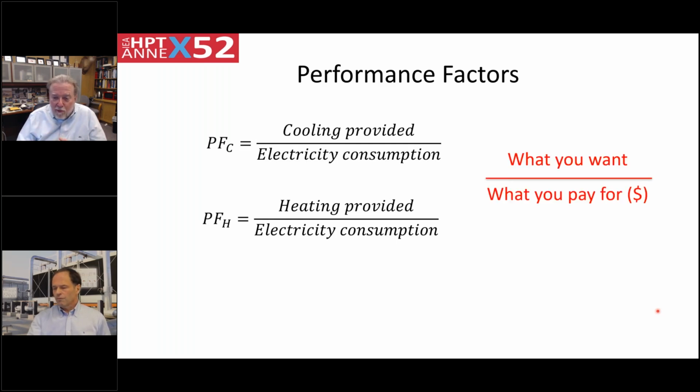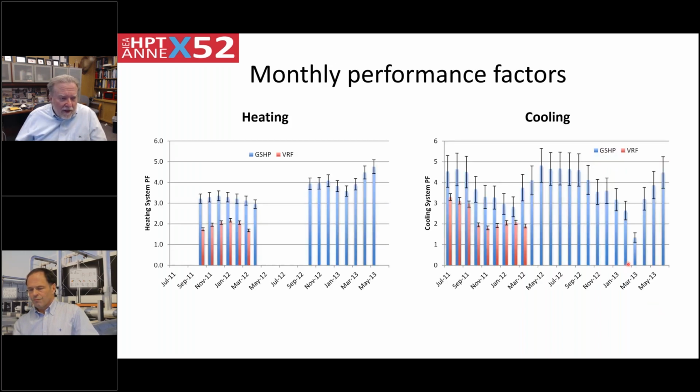Now, maybe more to the point, this is how we explain it to students, right? It's what you want. I want cooling, I want heating, divided by what you pay for, electricity, right? So when the performance factor goes up, your costs go down. Right? And if we look at the performance factors, we can see, first of all, that in this case, the ground source heat pump system had significantly higher performance factors in this first winter of operation, right? It's about 3 for the ground source heat pump and about 2 for the air source heat pump.